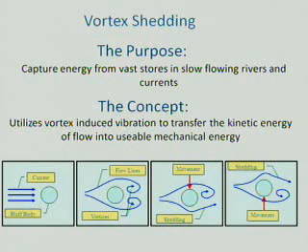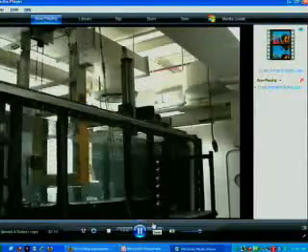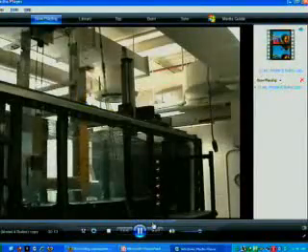This image shows the process of alternate vortex shedding around a bluff body. This alternation is responsible for the oscillation of the cylinder. Power is then extracted from the oscillation. Here is a video of the Vivace system being run in the lab.